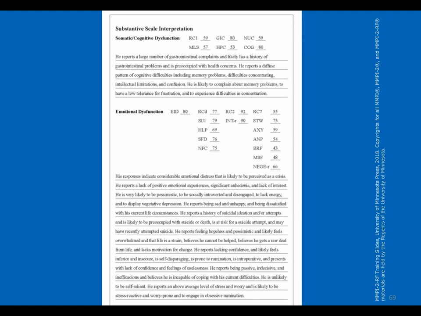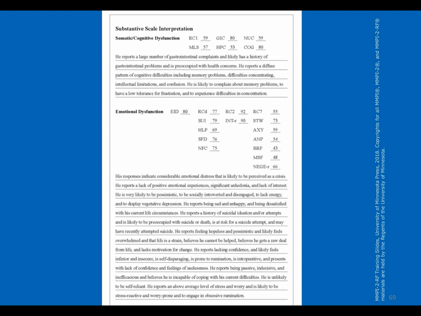We're next going to interpret introversion, which is a more narrow measure associated with RC2. He is very likely to be pessimistic, to be socially introverted and disengaged, to lack energy, and to display vegetative depression. Now that we've interpreted RC2 and introversion, we're next going to interpret the second highest elevated RC scale in this domain, which is RCD, a T-score of 77. He reports being sad and unhappy and being dissatisfied with his current life circumstances.